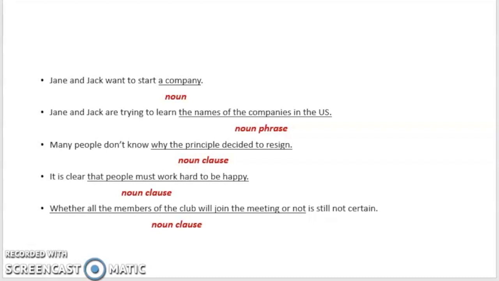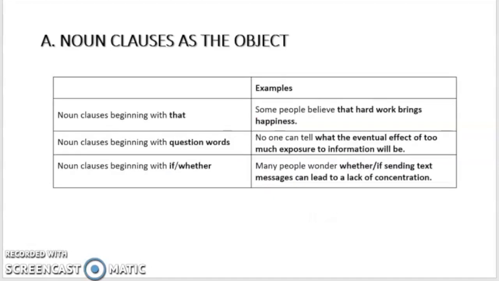Now, let's have a closer look at the noun clauses that function as the object or the subject of the sentence. We will first start with the ones that function as the object of the sentence. There are three types of noun clauses that function as the object of a sentence. The first type is noun clauses beginning with that. For example, some people believe that hard work brings happiness. In this sentence, that hard work brings happiness is a noun clause starting with that. As you can see, it functions as the object of the sentence.